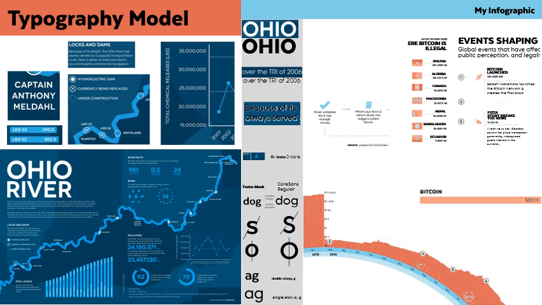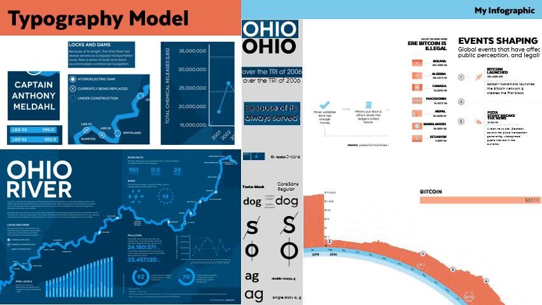Precision labels tell the viewer the precise numerical value that is represented by a graphical element, and they are used within the Ohio River infographic at the tail end of bar graphs. I've emulated this within my own infographic. The value taken up by certain cryptocurrencies are represented at the tail end of a bar graph.